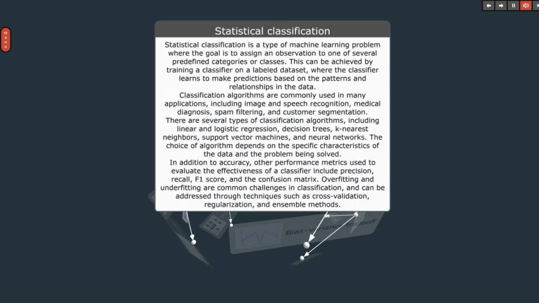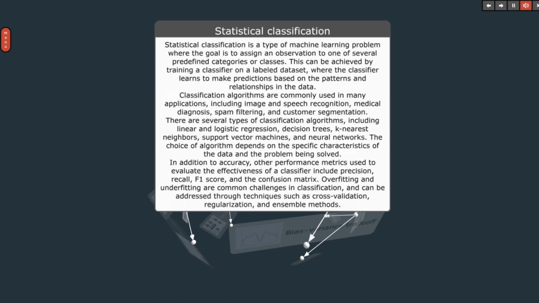Statistical classification. Statistical classification is a type of machine learning problem where the goal is to assign an observation to one of several predefined categories or classes. This can be achieved by training a classifier on a labeled dataset, where the classifier learns to make predictions based on the patterns and relationships in the data.